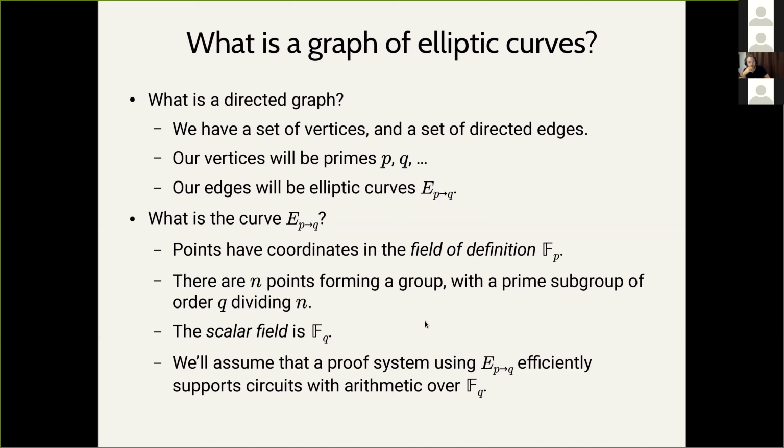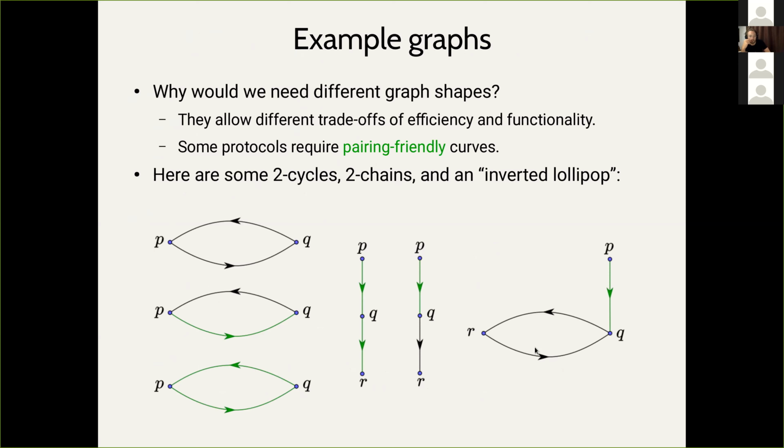Okay, and we assume that our proof system using this curve can efficiently support circuits over FQ. So why would we need anything other than a simple 2-cycle? Well, sometimes we want pairing-friendly curves for our proof systems, and that's a functionality that we wouldn't get just from a simple cycle. So I've drawn the pairing-friendly curves here in green. This on the top left is just a cycle of normal curves that aren't pairing-friendly, as used for Halo.